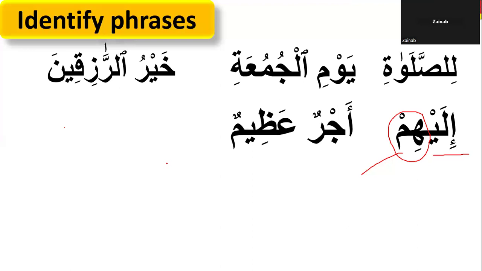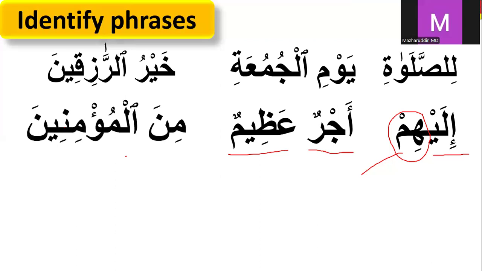Murakkab Tawsifi. Ajrun azimun. Yes, this is in the same pattern. When two words are in the same pattern, it is called Murakkab Tawsifi. Very easy. So the first one is a noun, which is called mausuf, and azimun is a sifat. Always remember, Murakkab Tawsifi starts with a noun and then an adjective. But when you translate, you take the adjective first and then the noun, especially in English.